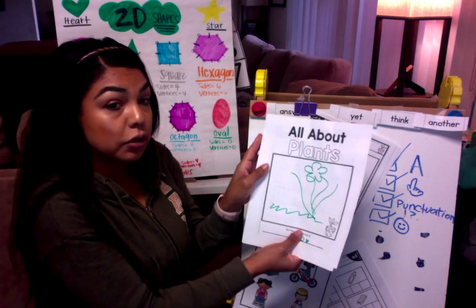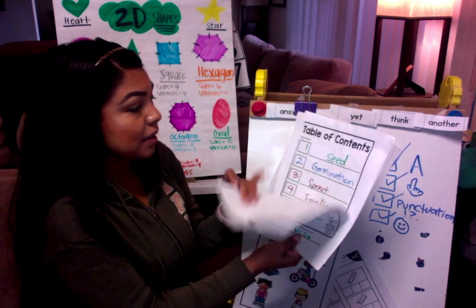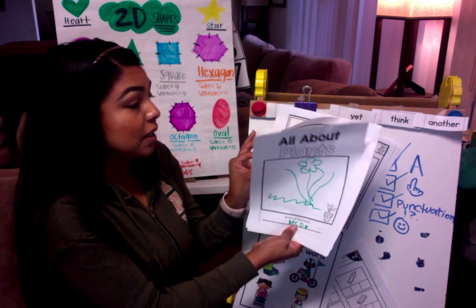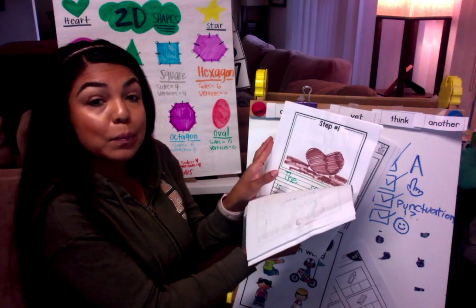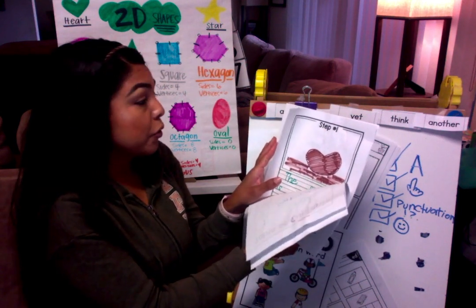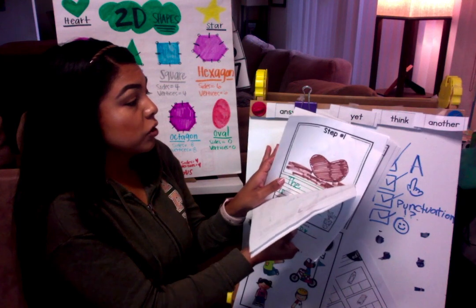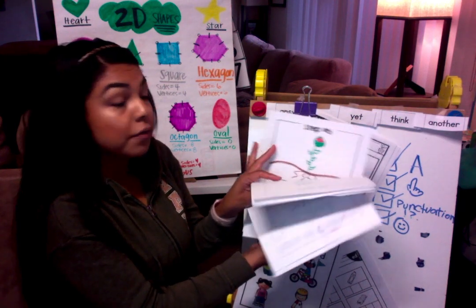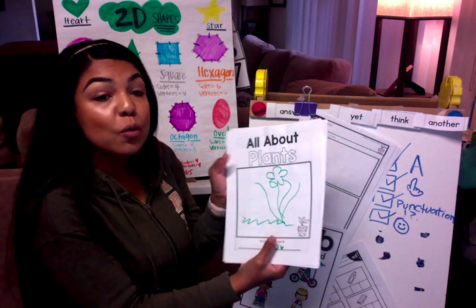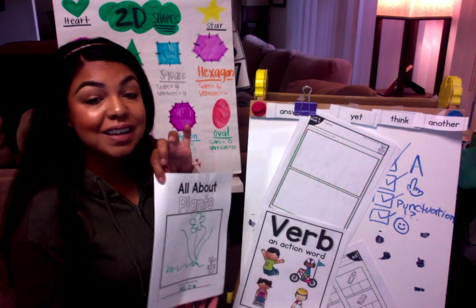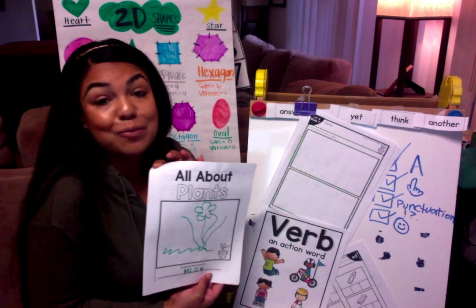So you should have your All About Plants. You should have your table of contents. You should have step number 1 all the way to step number 5. So the last one should be step number 5. Okay? When you are done, you can staple it and keep it as a collection of all the great work you did.